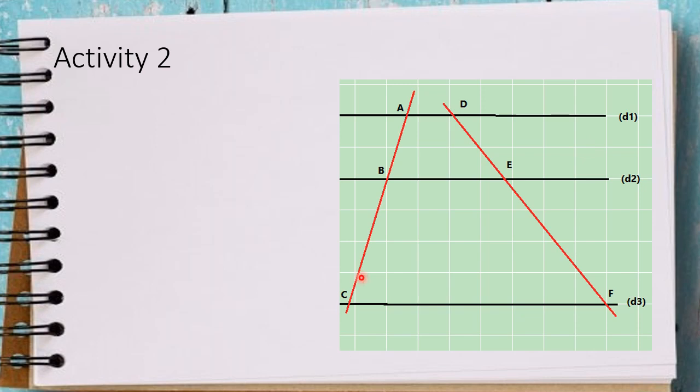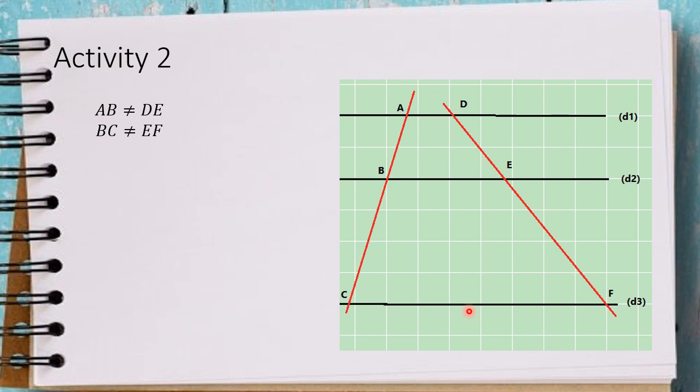So we have two secants, the first one and the second one, and we can obviously see that AB is not equal to DE, and BC is not equal to EF. That is obvious. We want to benefit from activity 1, but the distance between these two parallel lines is not equal.